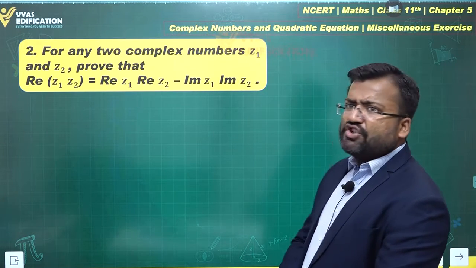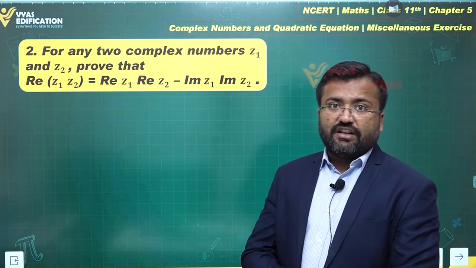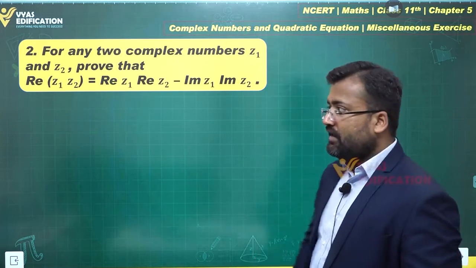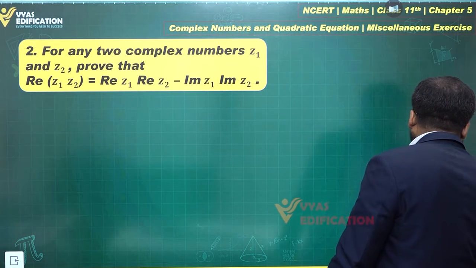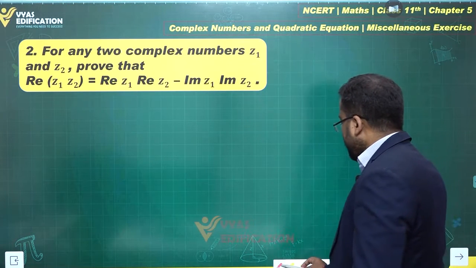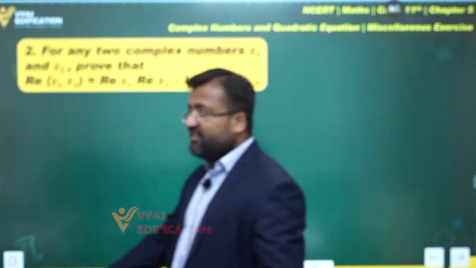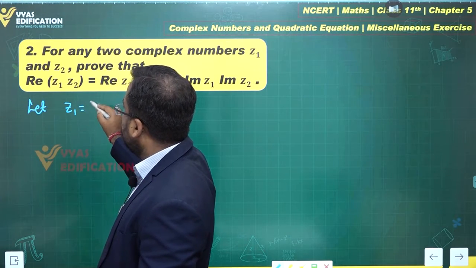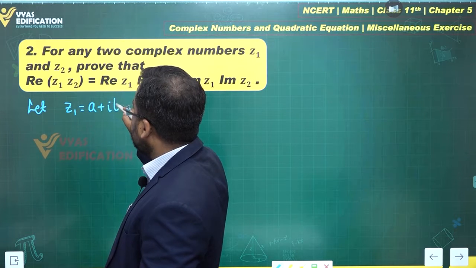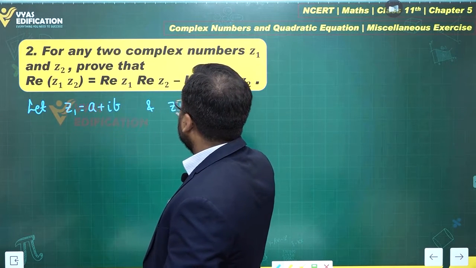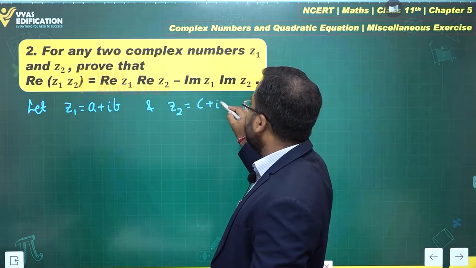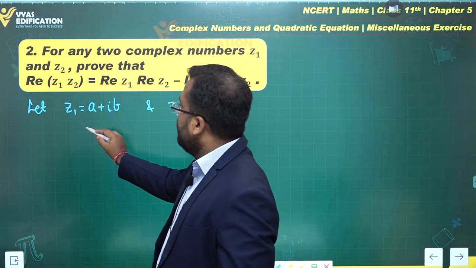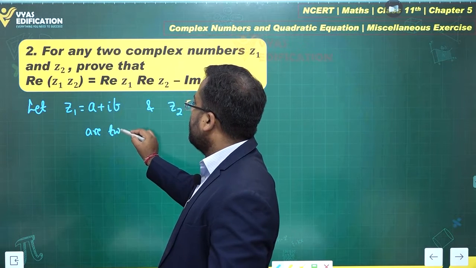The statement talks about any two complex numbers in general, so let's take two general complex numbers. What do we begin with? Let us assume that z1 is equal to a plus ib and z2 is equal to c plus id are two complex numbers.